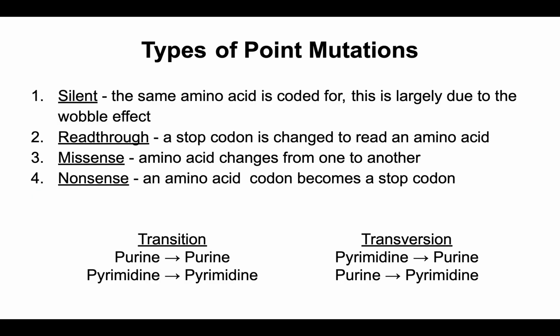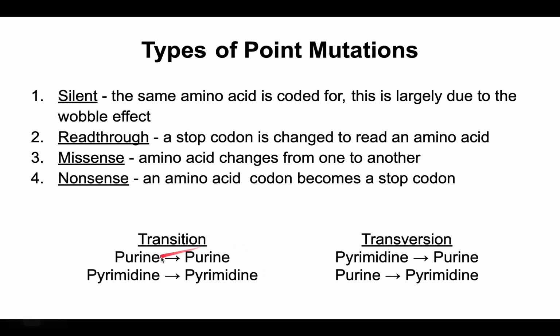The type of point mutation. A silent mutation is when one amino acid is coded for, and when you change the base pair, the same amino acid is still coded for, and this is largely due to the wobble effect. A read-through is when a stop codon is changed to form an amino acid. Missense is when an amino acid changes to another amino acid. And nonsense is when an amino acid becomes a stop codon, and this results in a shortening of the protein.